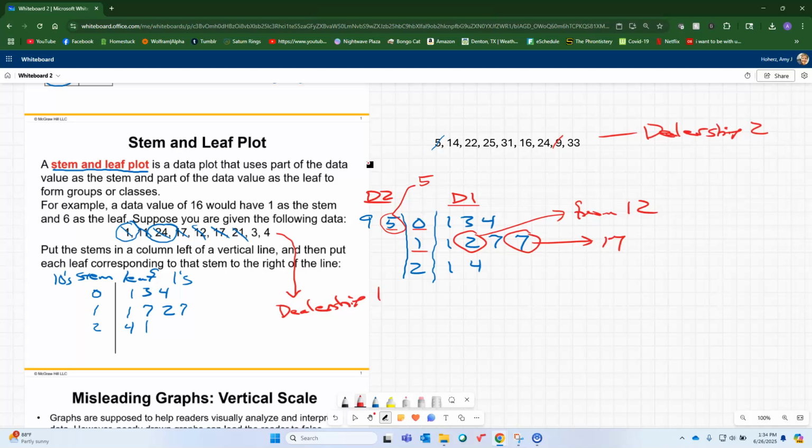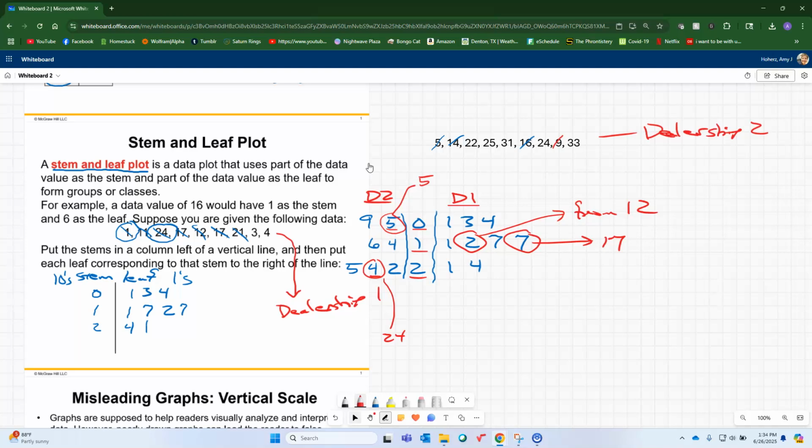Okay, so now I'm going to go into the teens. I have a 14 and a 16. So I'm going to do the 14 closest to the stem and the 16 further away from the stem. So 14 and 16 are taken care of. And then I have 22, 24, and 25. So they're all in the 20s row, and this 4, for instance, is from 24. So this would represent 24.